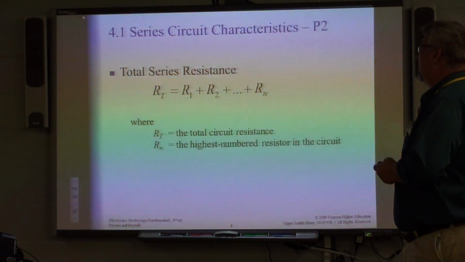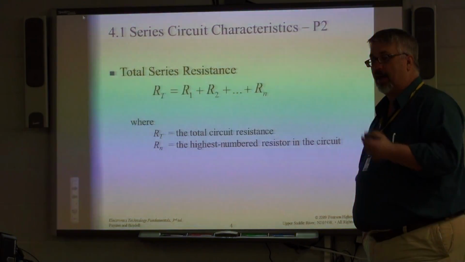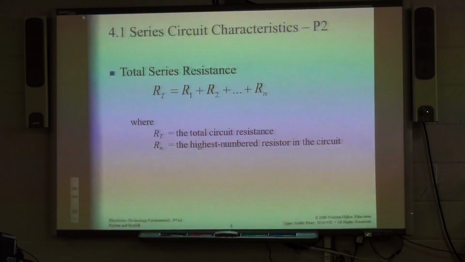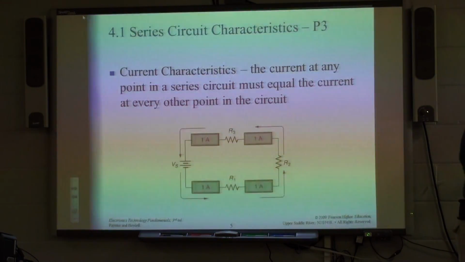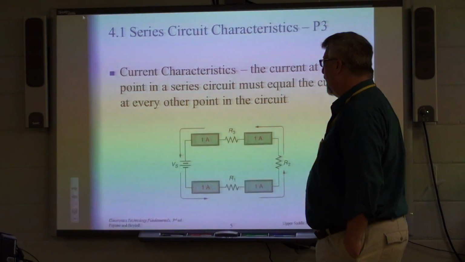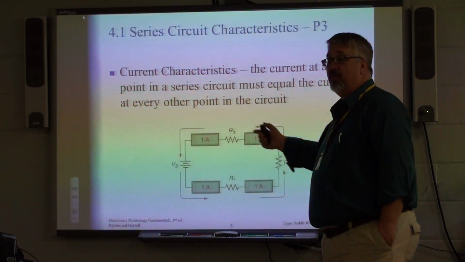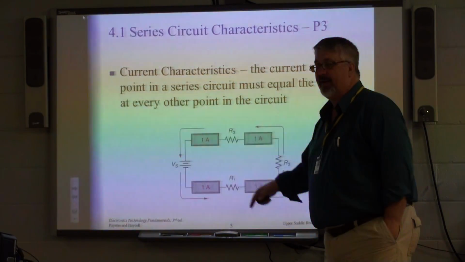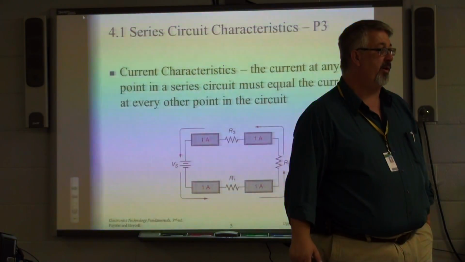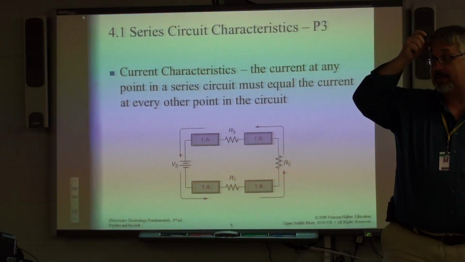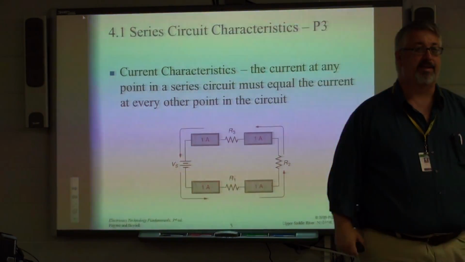And total series resistance is always the sum of the resistors. Again, we beat that horse to death. If you have 4 resistors in series, it's R1 plus R2 plus R3 plus R4. We talked about this already: the current is the same at any point of the circuit as at any other point of the circuit. So it doesn't matter if I measure current here, here, here, or here. Theoretically, I'm going to measure the same current. There are some very, very minute line losses due to wire resistance, but for all intents and purposes, it is the same current.